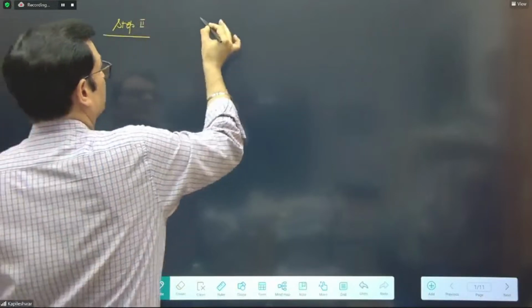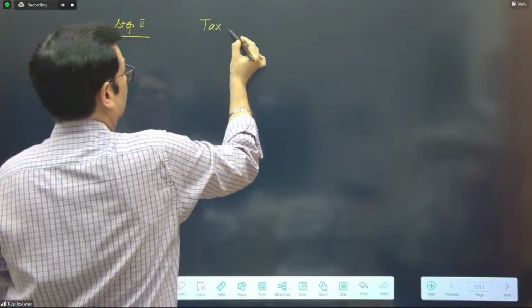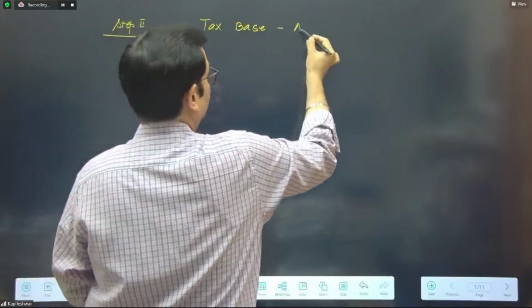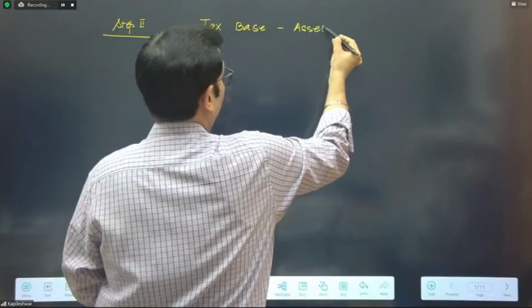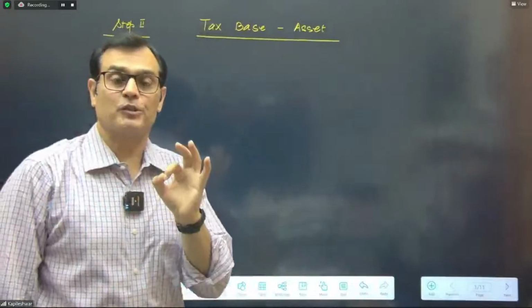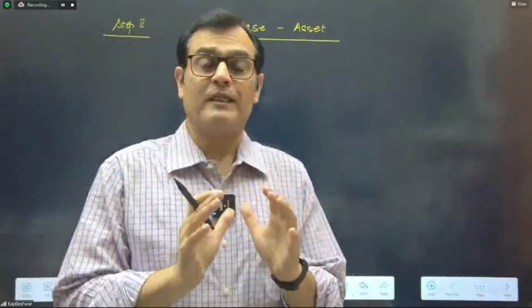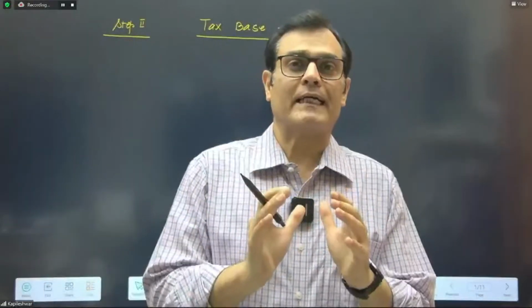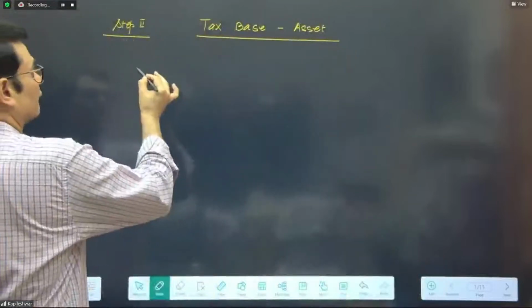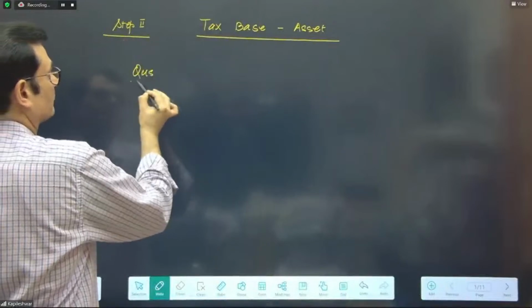In terms of step number two, I'm concentrating on the tax base for an asset. We'll talk of liability very shortly. So we're looking at a tax base of an asset. Now, every time you calculate a tax base of an asset, you need to put across a question to yourself.